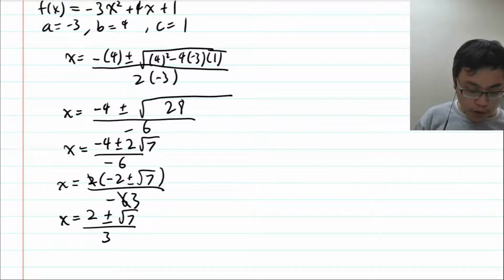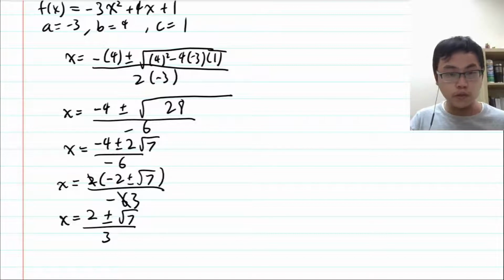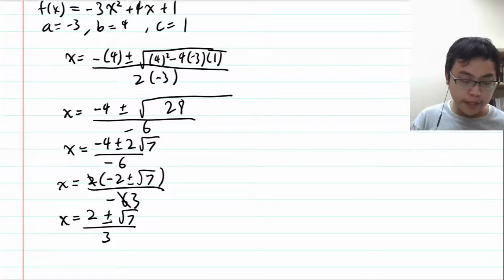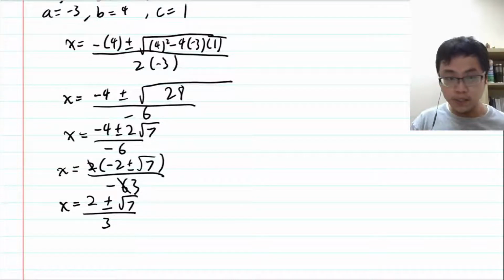Now, do I need to take out the negative from the plus or minus root 7? It doesn't matter. I don't. Because if I take out the negative from the plus, it becomes minus. If I take out the negative from the minus, it becomes plus. It is still plus or minus, okay? So you still get the two plus or minus answers. So you don't have to take the negative out from the second term. So we have 2 plus or minus root 7 all over 3. This is the exact form.